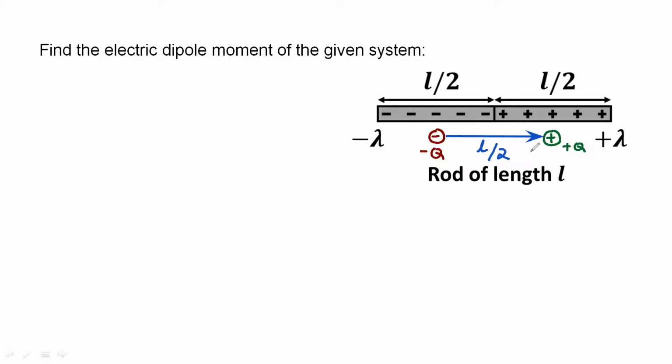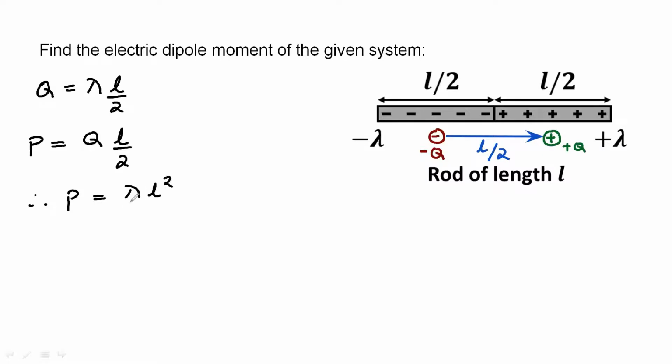All right. So first of all, let's calculate the value of this Q. Q is simply going to be lambda times L by 2, and hence dipole moment here is simply Q times L by 2. Therefore, the dipole moment is going to be lambda L squared by 4. So that is your answer. That is the dipole moment of this particular system. I hope you understood this.